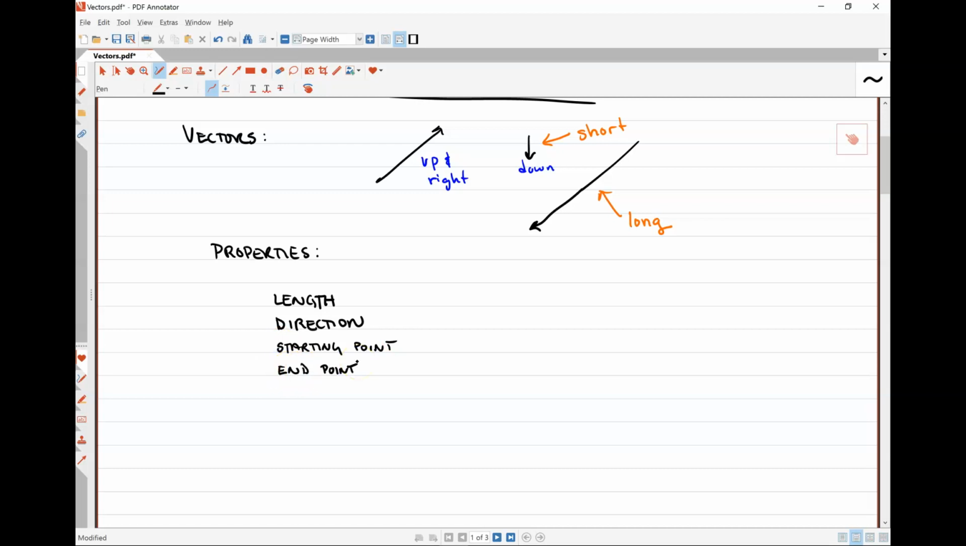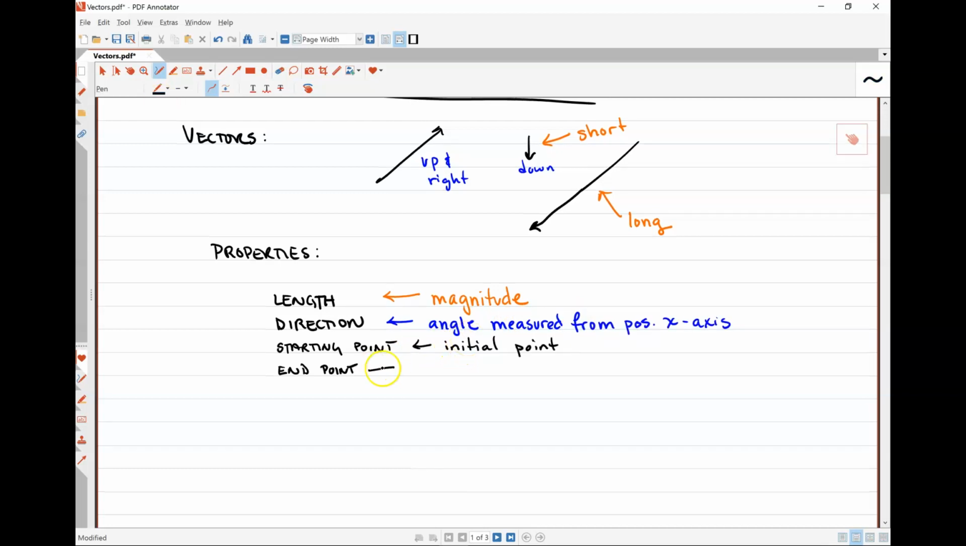Well, some of these have special names. The length is called the magnitude. The direction is usually described by the angle measured from the positive x-axis. And the starting point of the vector is called the initial point, and the end point of the vector is called the terminal point.